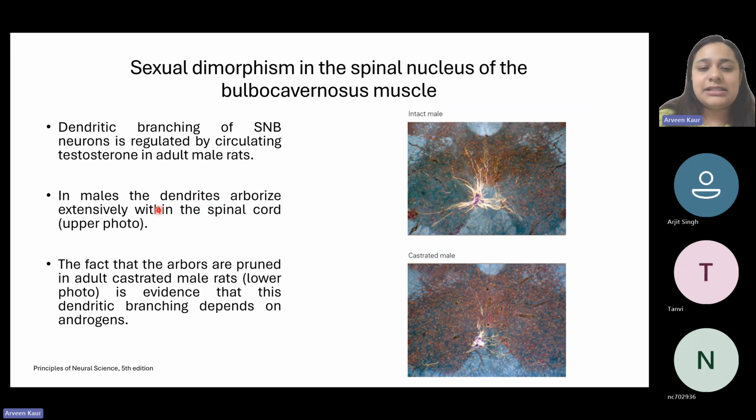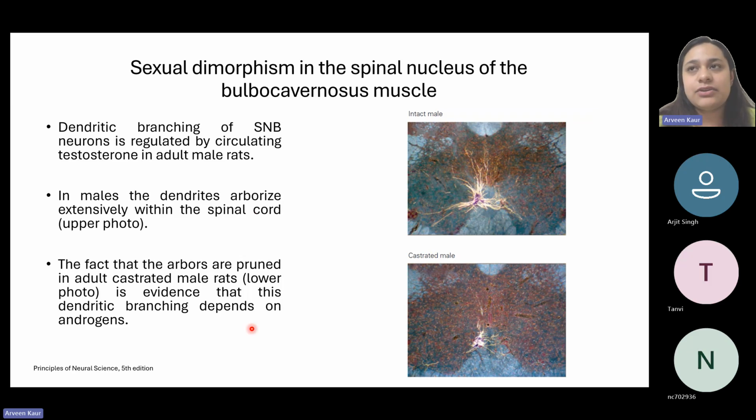In the males, the dendrites arborize extensively within the spinal cord, as is seen over here. But if the male mouse was castrated, the circulating testosterone level goes down, because of which the arbors are pruned in adult castrated male rats, which is there in the lower photo. The evidence is that dendritic branching depends upon androgens, right?